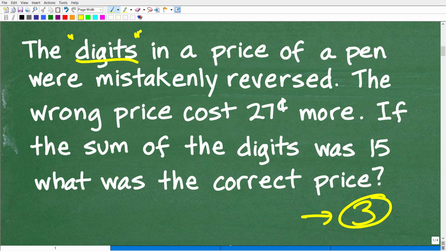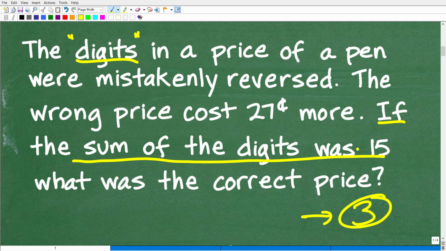So the price here of this little pin was mistakenly reversed, and it's making the wrong price cost 27 cents more. Now we're told here that the sum of the digits was 15. So what was the correct price? So what can we do here?